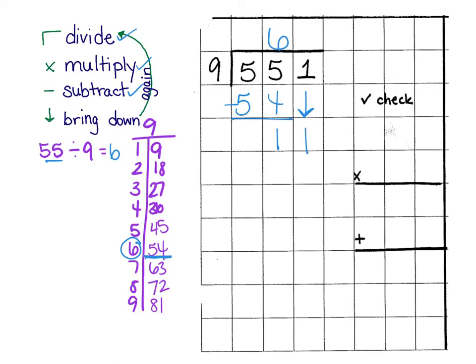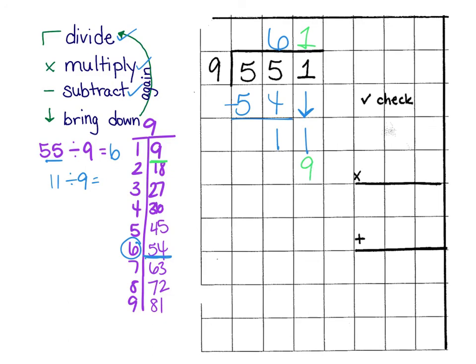Now we have 11. So 11 divided by 9. 11 divided by 9 equals, so in our line, 11 is right here. 11 is right there. So really, only one group of 9 is in 11. So one group goes right here. So 1 times 9 is 9.